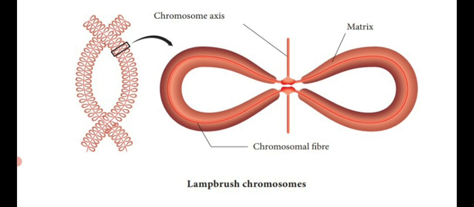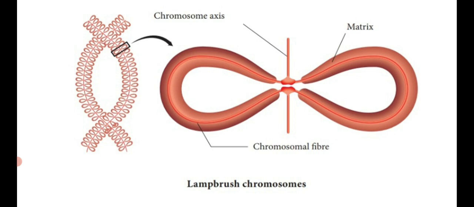It was first observed by Fleming in the year 1882, and is present in the oocytes of salamander and the giant nucleus of the unicellular alga Acetabularia. This is an important 1-mark question.